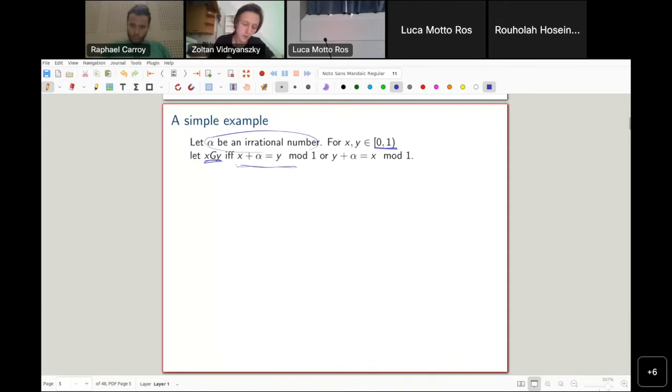A more intuitive way of describing this very same thing is that you think about the circle as the interval [0,1), and you fix a rotation with an irrational angle. Two points are connected in this graph if I can rotate one of the points to the other one using this irrational angle alpha.